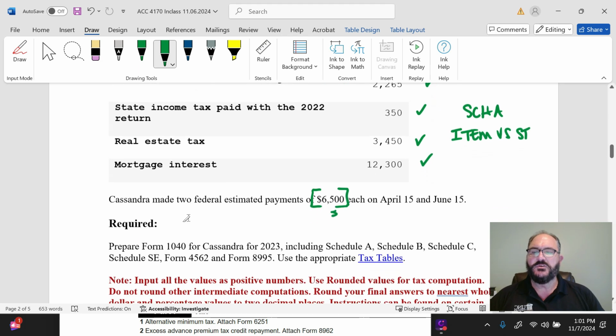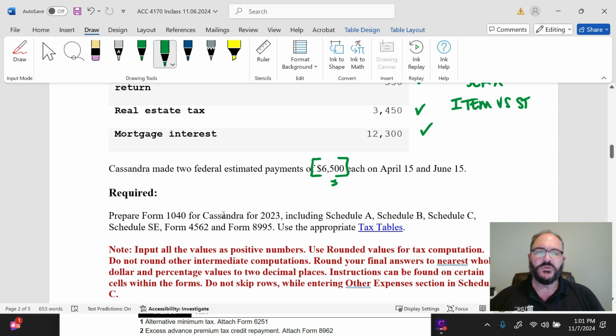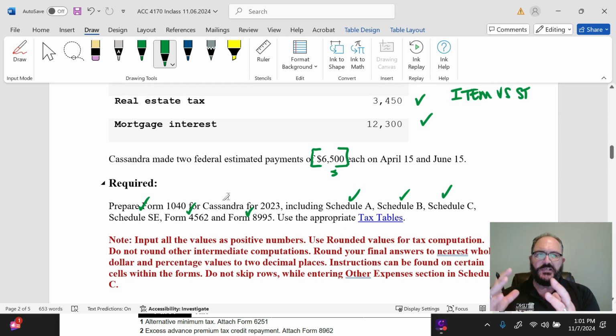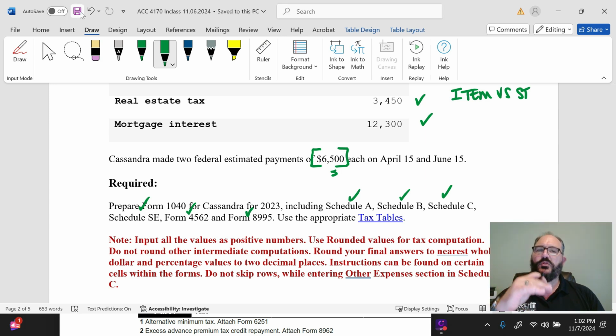Okay, so it says prepare Form 1040, including Schedule A, Schedule B, Schedule C, Schedule SE, Form 4562, and Form 8995. All right, so the first thing to do is to get all the information together and say, okay, we have the information, now what do we do with it? Okay? All right, folks, I'm going to stop this video right here. And what I'm going to do, I'm going to come back and I'm going to do the video where we look at the actual documents. Okay? I'll be right back.